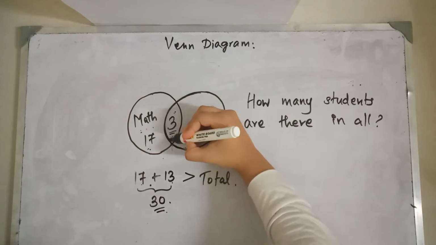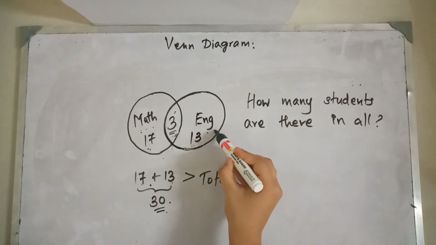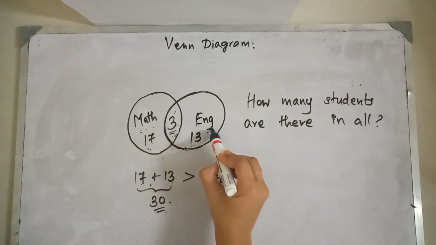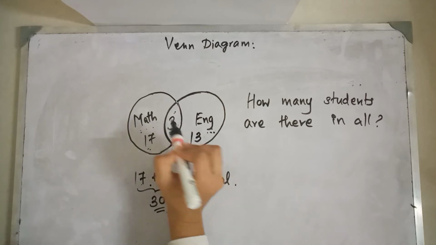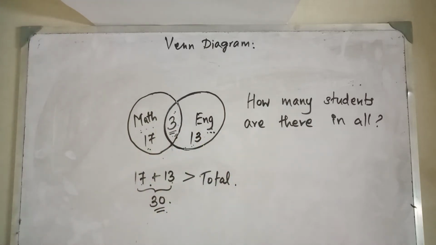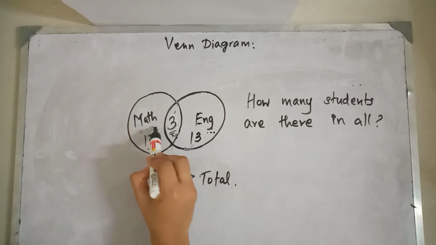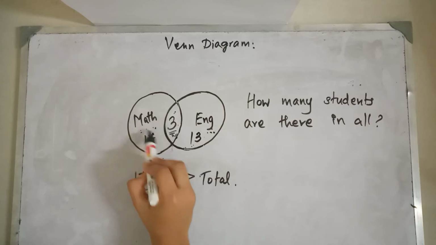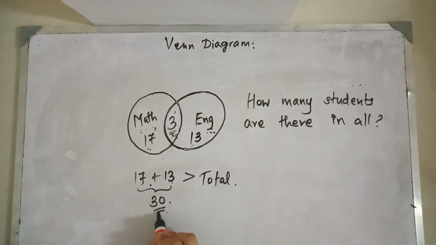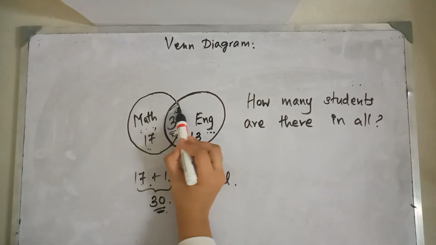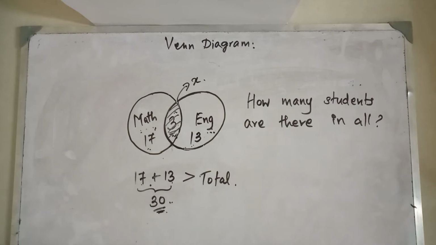Now this 3 is included in this circle. And this circle is the number of students who have taken up English. So this 3 is included here. And there's also a repetition of 3 included in this Maths circle. So these three students are counted twice. They are counted once in the Maths part of the circle, and they are also counted again in the English part of the circle. So this 30 comprises of 2 of this overlapping region. If this overlapping region is taken as X, it will contain 2 of X's.